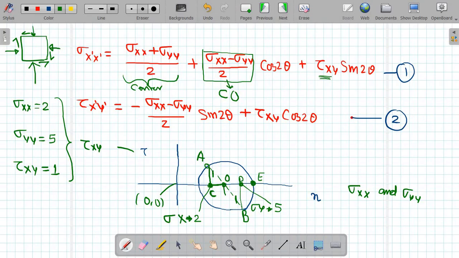If you know OD, OD is sigma x minus sigma y by 2. This is the radius. DB is the shear. So square of this plus square of this, take the under root, then from the Pythagoras you can find out the radius. You just add it, so you can get the maximum value of this function.